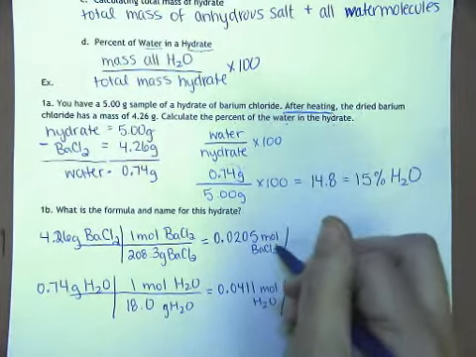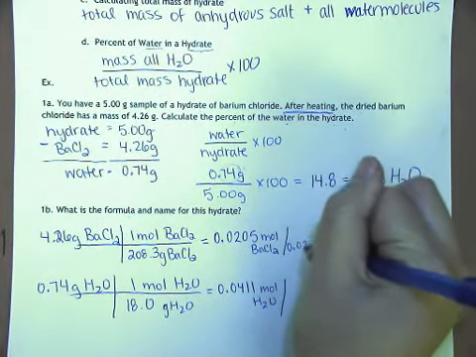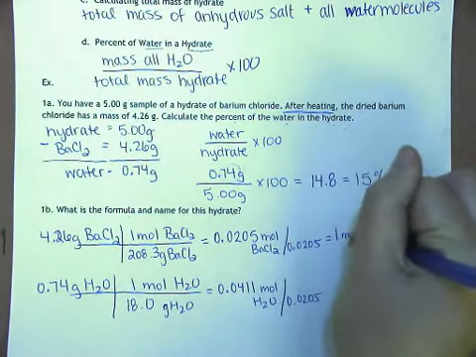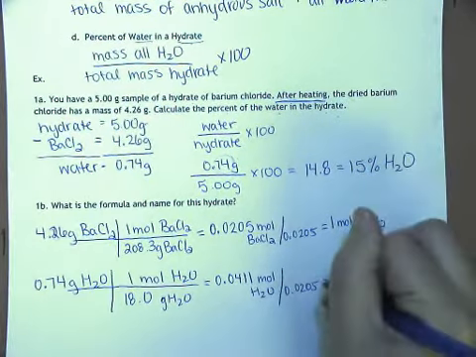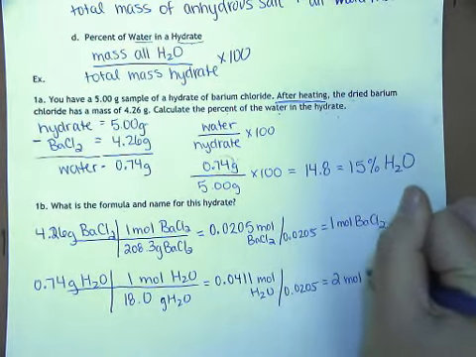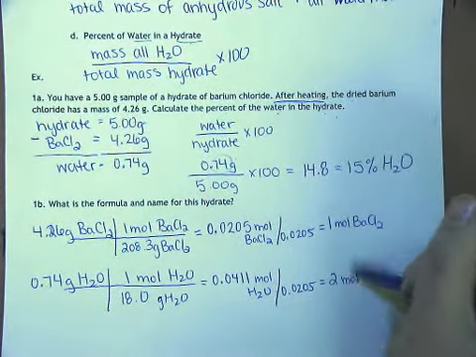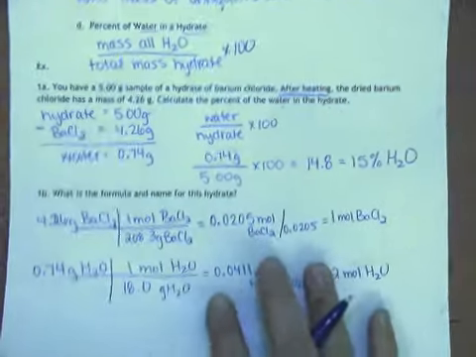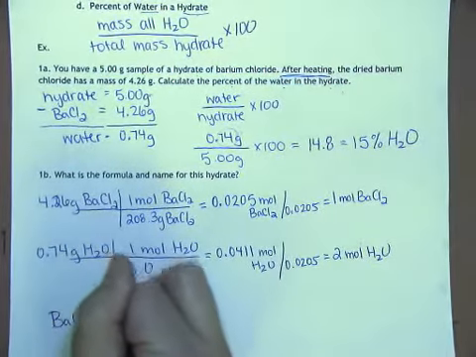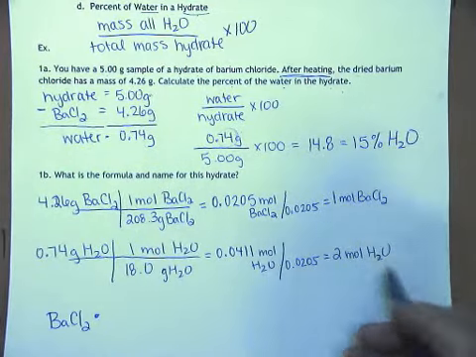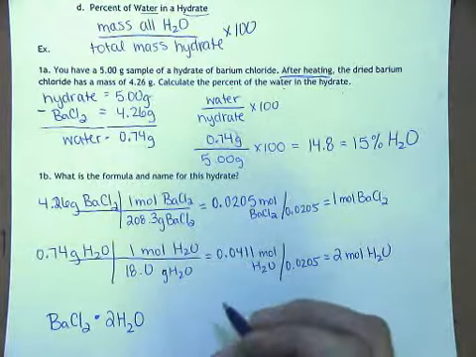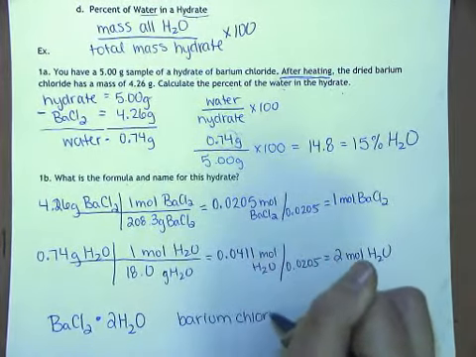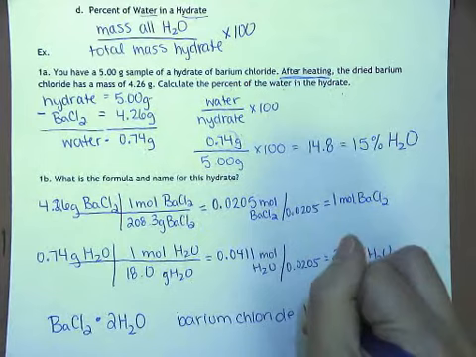So I've got grams to moles. I divide by my small. My small is my barium chloride, so 0.0205. And when I do that, I get 1 mole of barium chloride for every 2 moles of water. Now I have a whole number ratio here, so I don't have to multiply till whole. They're already whole. So when I write my formula, I have barium chloride, I put my dot, 2 water molecules, 2 H2O. So I write the name, my first half, barium chloride. I have 2 waters, so it's dihydrate.